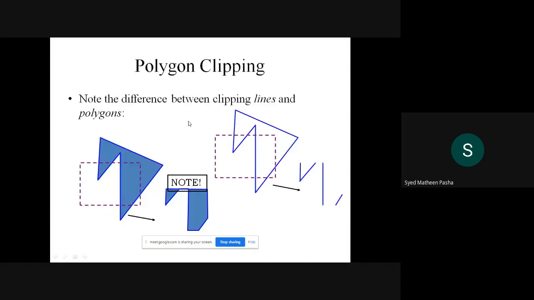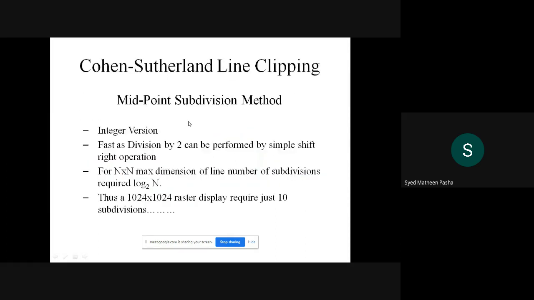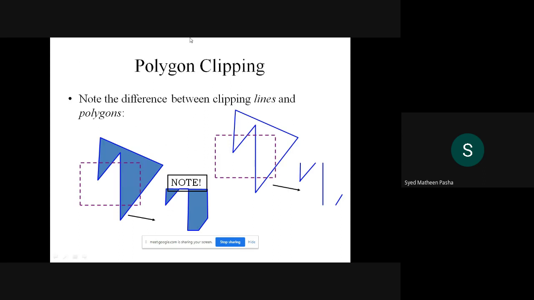So what did we study from the starting of the class? We studied examples of the Cohen-Sutherland line clipping algorithm, and we saw how the midpoint subdivision method works. So after this, we'll check out the next level of clipping, that is polygon clipping.